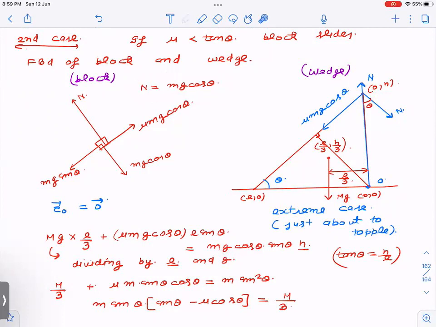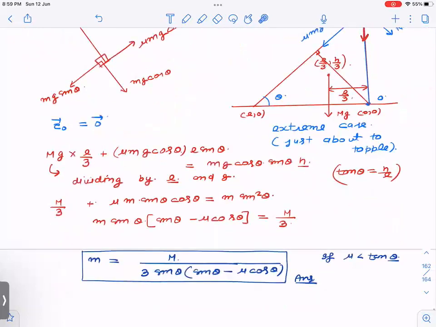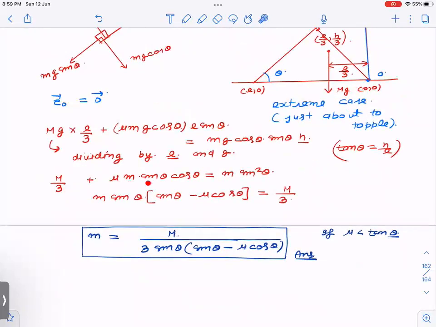So here, this is n cos theta, line of action is passing through. And this is n sin theta. So the torque of n about this point is n sin theta into h. N is mg cos theta, so mg cos theta sin theta into h, right? Now after that, I'm dividing by L and g will cancel. So when you divide by L and g, it becomes m by 3 plus mu m sin theta cos theta, and h by L I have written here as tan theta.